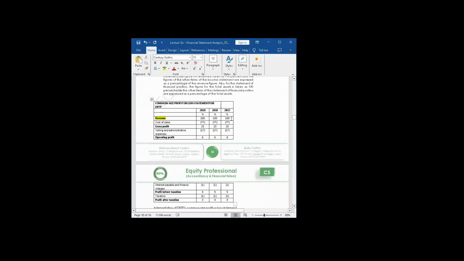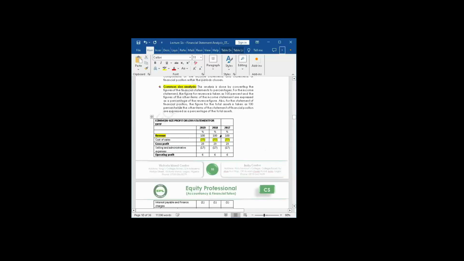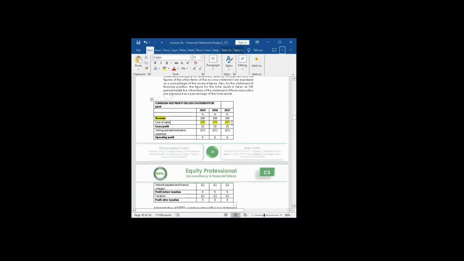Now, what we can see is that over the three years, the company has maintained direct cost at 77% of the revenue. What that means is that for every 100 naira revenue made or sales made, about 77 naira will go to direct expenses, and there will just be 23 naira left to cover all other expenses.